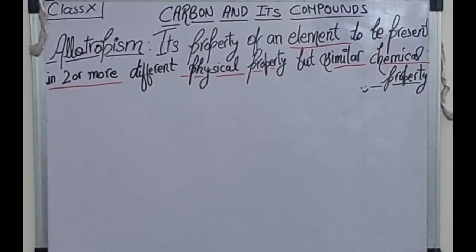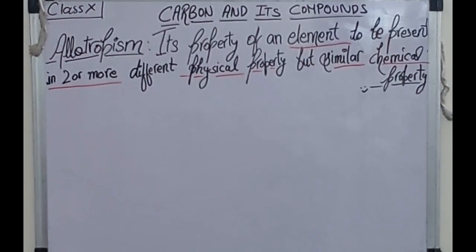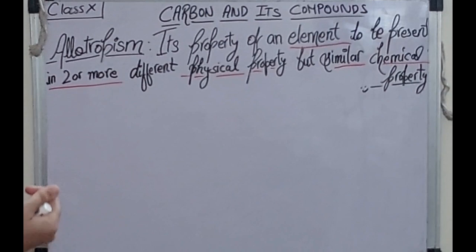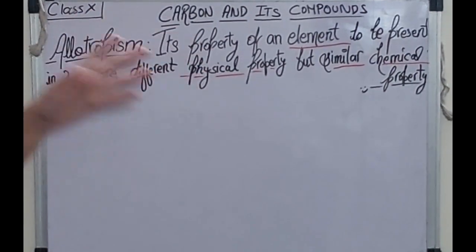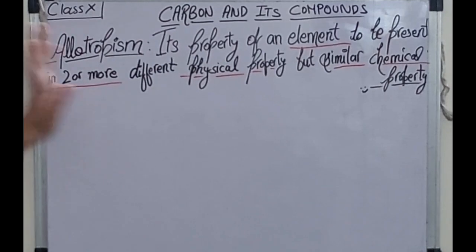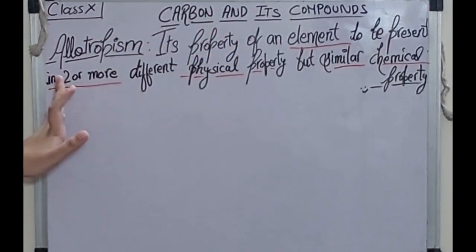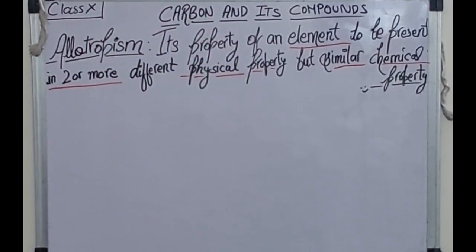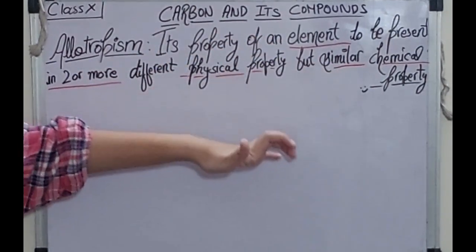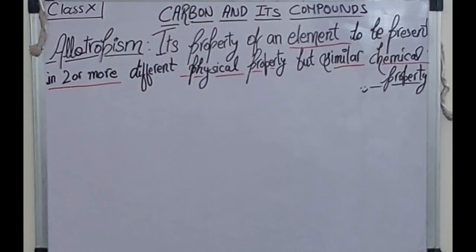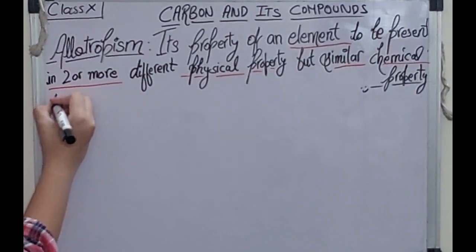Now, in our class, in 10th class, we have 3 allotropes. Allotropes are basically the forms of an element which have different physical properties but similar chemical properties, and they are known as allotropes.